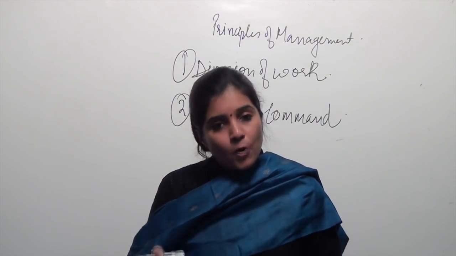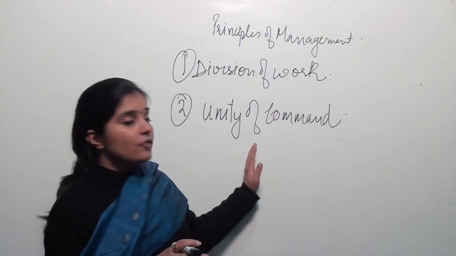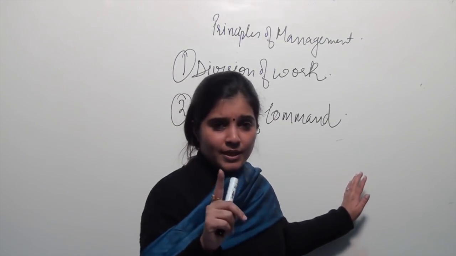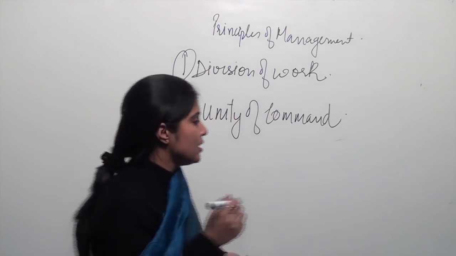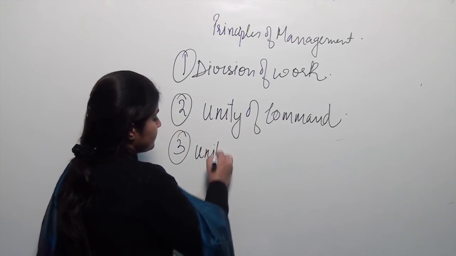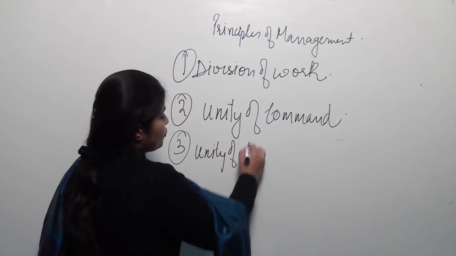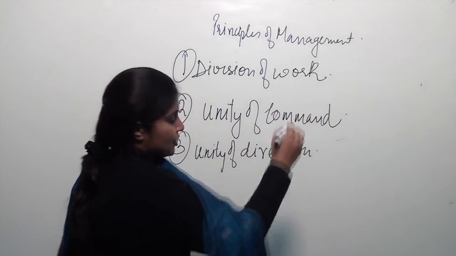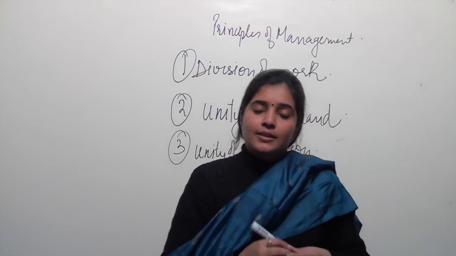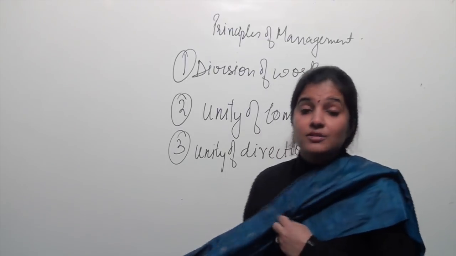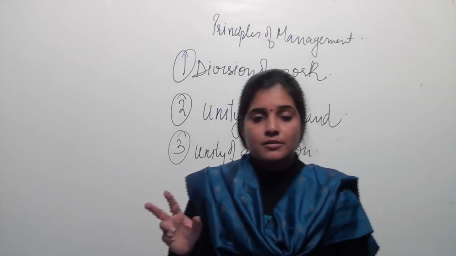So in order to avoid that, the principle of unity of command says that the employee should have only a single boss. The third principle we talk about is unity of direction. Let us say this organization manufactures automobiles, cars and motorcycles, right?